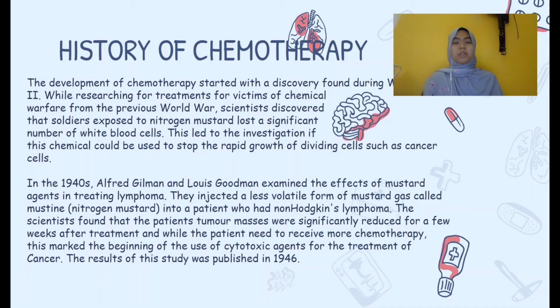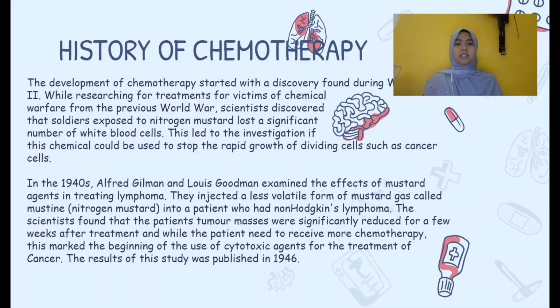The development of chemotherapy started with a discovery found during World War II. While researching treatments for victims of chemical warfare from the previous World War, scientists discovered that soldiers exposed to nitrogen mustard lost a significant number of white blood cells. This led to an investigation of whether this chemical could be used to stop the rapid growth of dividing cells such as cancer cells. In the 1940s, Alfred Gilman and Louis Goodman examined the effects of mustard agents in treating lymphoma.